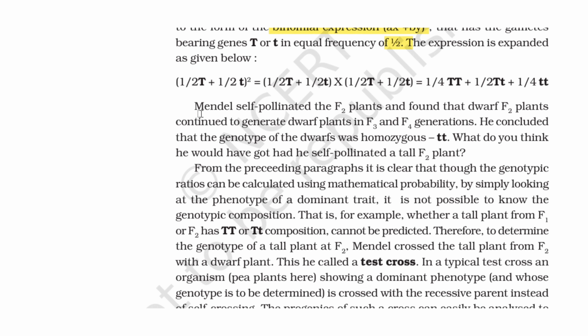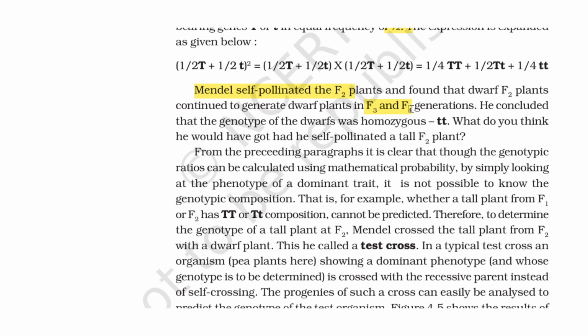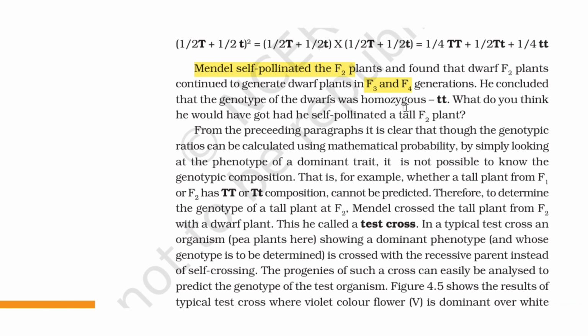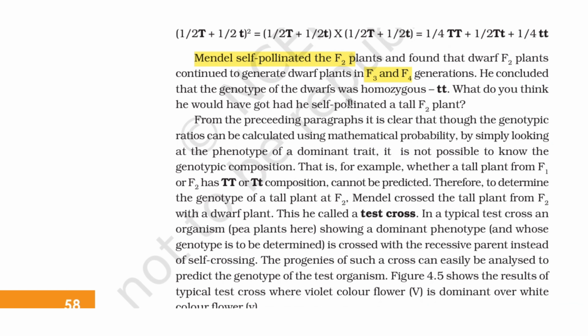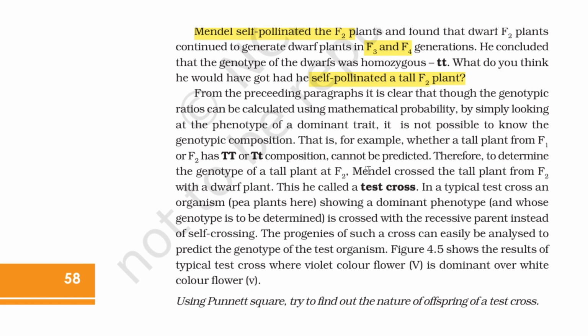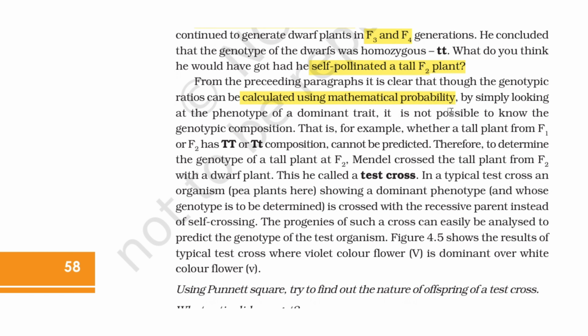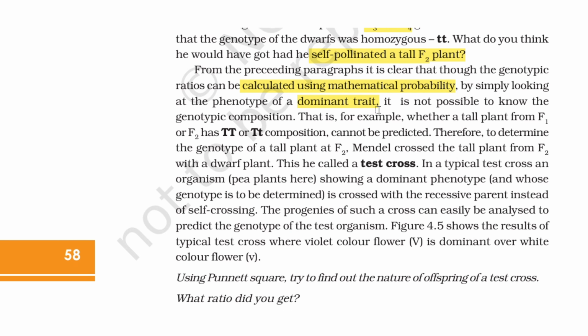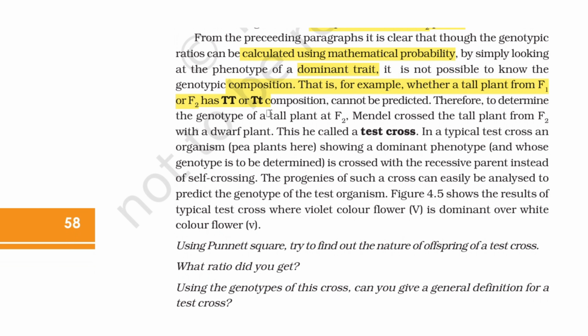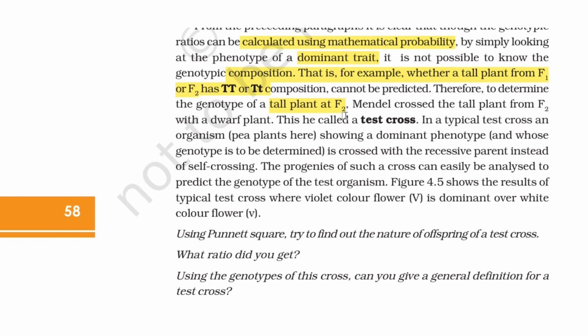Mendel self-pollinated the F2 plants and found that dwarf F2 plants continued to generate dwarf plants in F3 and F4 generations. He concluded that the genotype of the dwarfs was homozygous, tt. What do you think he would have got had he self-pollinated a tall F2 plant? From the preceding paragraphs it is clear that though the genotypic ratios can be calculated using mathematical probability, by simply looking at the phenotype of a dominant trait, it is not possible to know the genotypic composition. That is, for example, whether a tall plant from F1 or F2 has TT or Tt composition cannot be predicted.